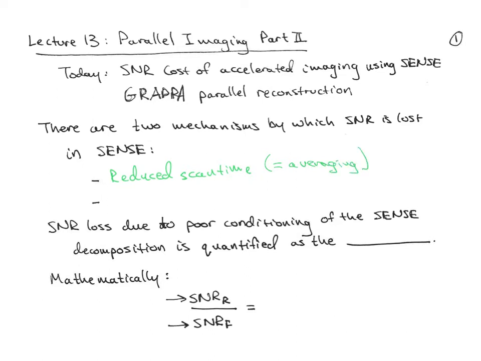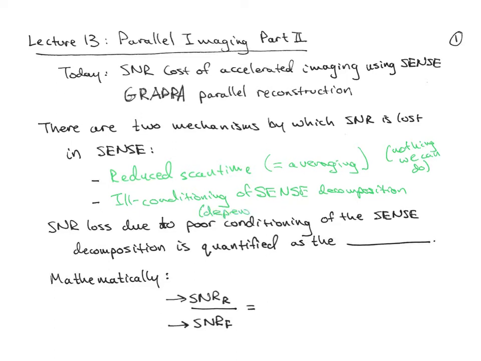And here there's nothing we can do to improve that, except maybe try to make more sensitive receivers with lower noise figures. The other source of SNR loss is ill conditioning of the SENSE decomposition. That is the inverse problem we have to solve to get back the unaliased pixels. And this, as we'll learn, depends a lot on the coil array geometry and on the scan geometry. So these are factors we can generally control.